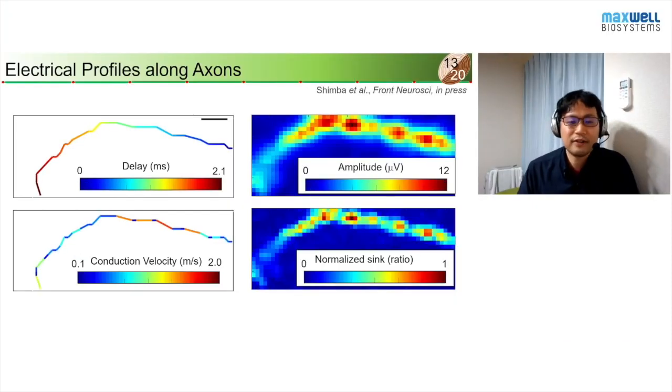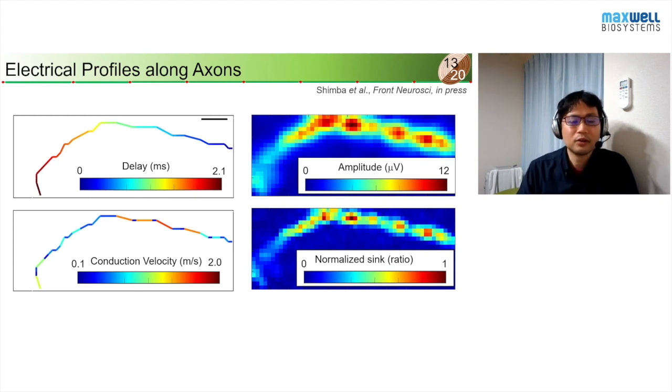Then representative axons were extracted and evaluated in detail to assess electrical features along the axons. Here are representative results: conduction delay, conduction velocity, signal amplitude, and electrical sink value. And the black scale bar indicates 100 micrometers.